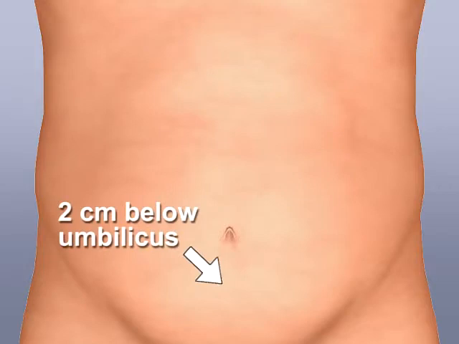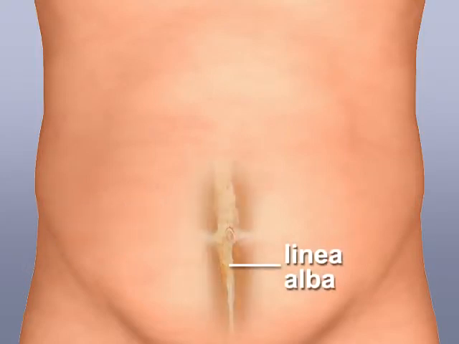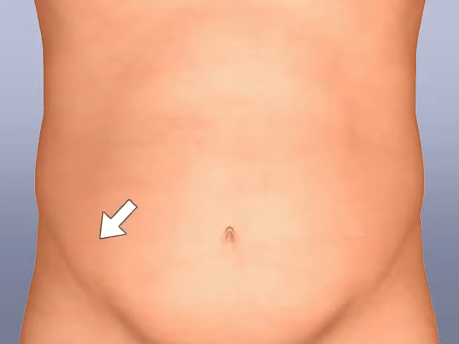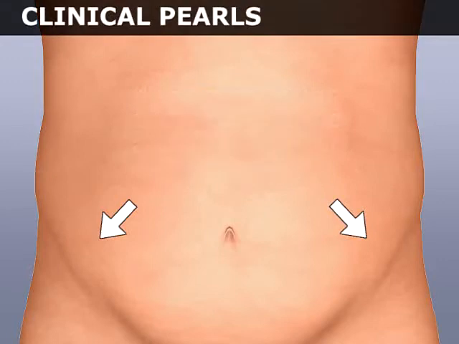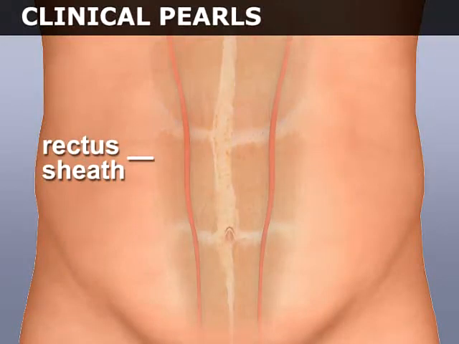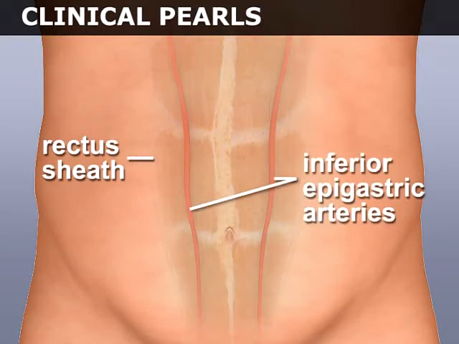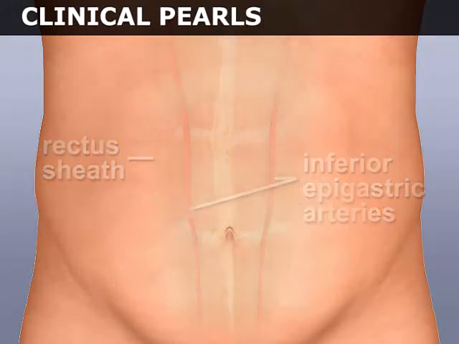A point 2 centimeters below the umbilicus may be chosen and offers the advantage of needle entry through the tendinous avascular linea alba. Alternatively, either a right or left lower quadrant approach may be used at a point 4 to 5 centimeters superior and medial to the anterior superior iliac spine. If a right or left lower quadrant approach is used, the needle must enter lateral to the rectus sheath in order to avoid injuring the inferior epigastric arteries.